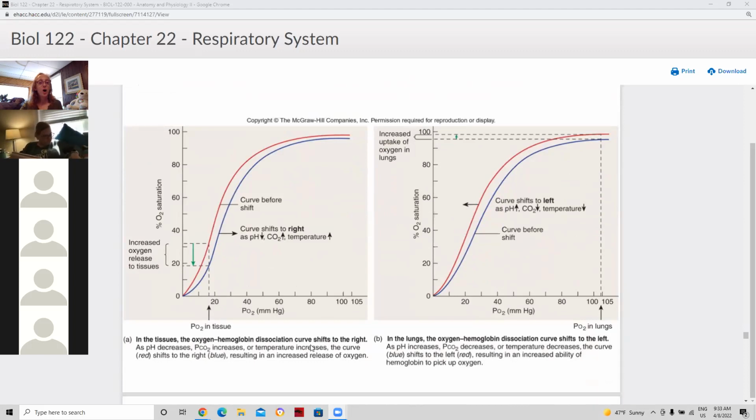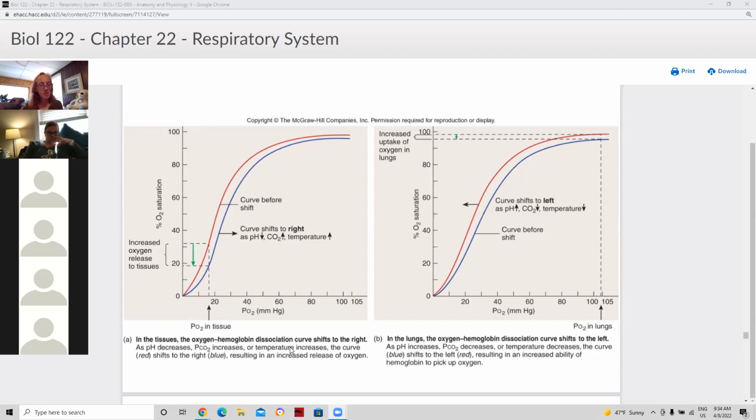So when does it shift to the right and when does it shift to the left? As the pH decreases, becoming more acidic, or as the partial pressure of carbon dioxide increases, or as the temperature increases, the curve shifts to the right because the hemoglobin is more likely to release the oxygen.